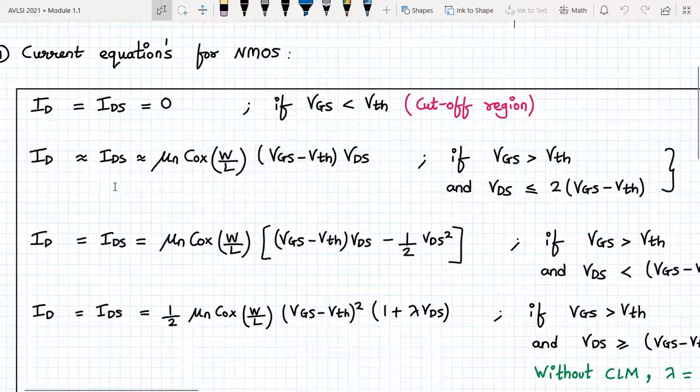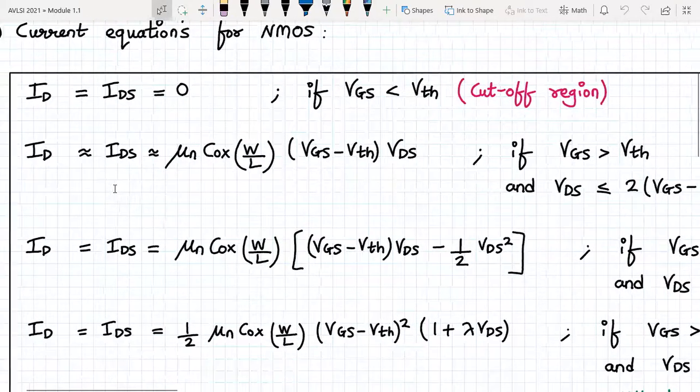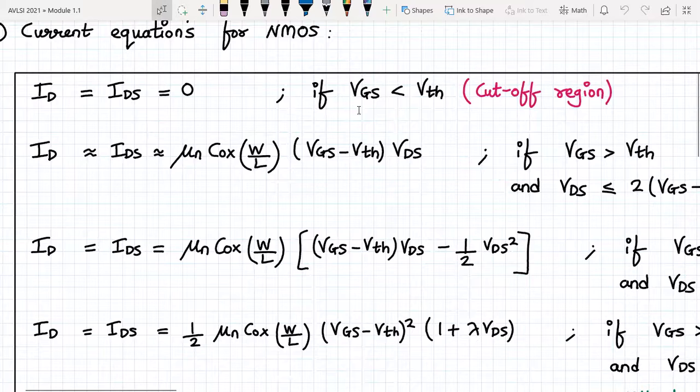And let's start with cutoff. So for cutoff, the drain current is 0, and the condition on the VGS voltage is that it should be less than VTH. VTH is the threshold voltage of the MOSFET.